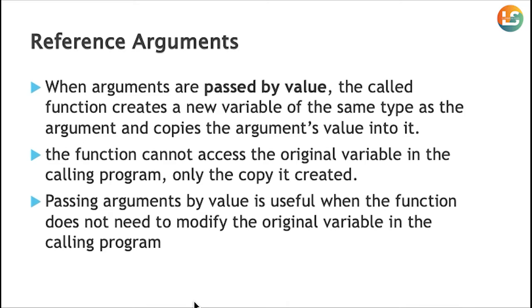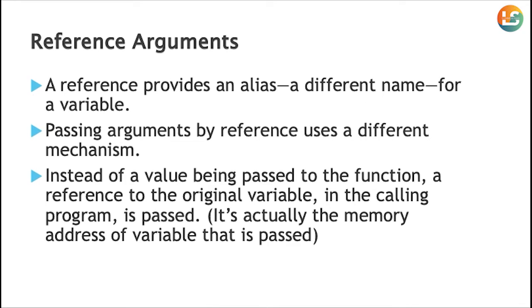Passing arguments by value is useful when the function does not need to modify the original variables in the calling program. Similarly, for reference arguments, a reference provides an alias, a different name for a variable. Passing arguments by reference uses a different mechanism. Instead of a variable being passed to the function, a reference to the original variable in the calling program is passed, similar to returning a value.